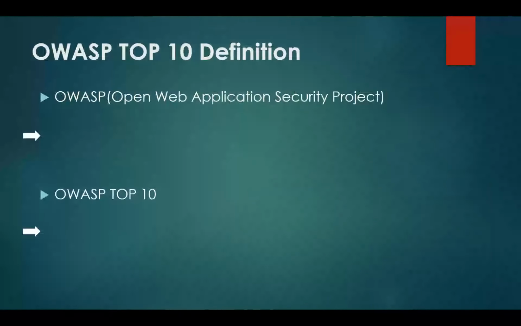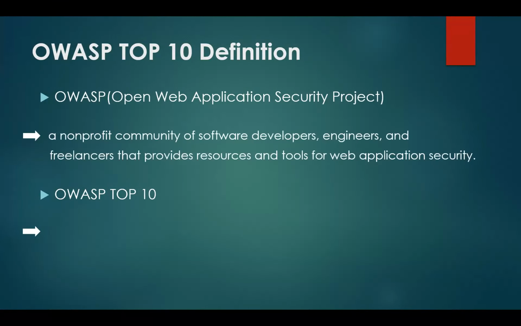So before we start on what the OWASP Top 10 is, we need to define what OWASP is and what the OWASP Top 10 is. OWASP means Open Web Application Security Project. It consists of a non-profit community of software developers, engineers, and freelancers that provides resources and tools for web application security. Then what is the OWASP Top 10?